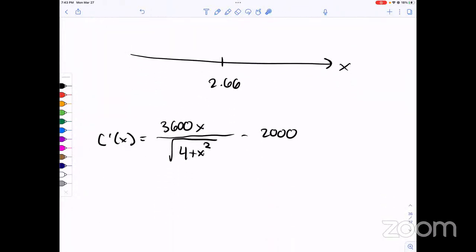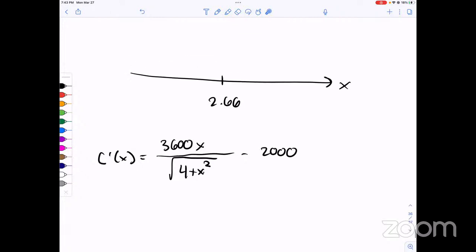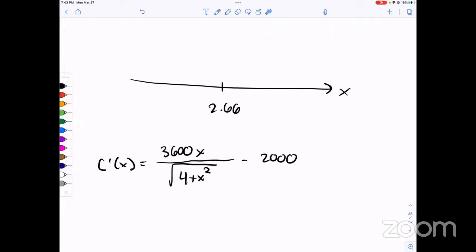Oh, no. We're good. I was missing the 2000. Okay. I think we're okay. So when we plug in 0, we get a negative result, right? Because this guy collapses to 0 and then the negative 2000 persists. So that means that everything to the left of this is negative, which means the original function is decreasing.